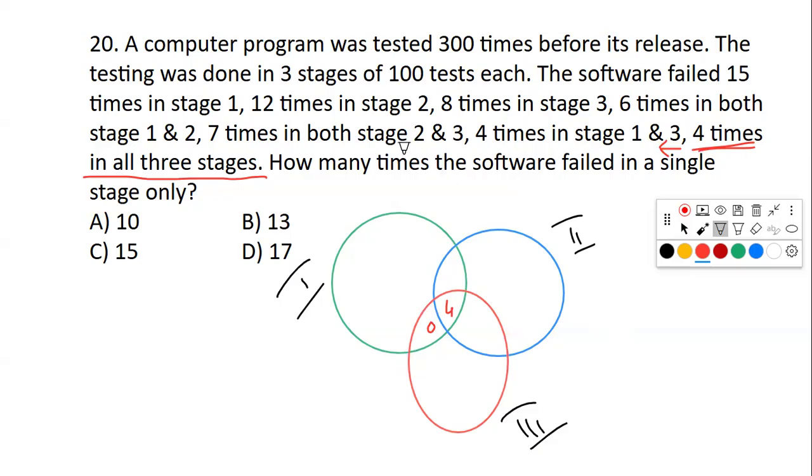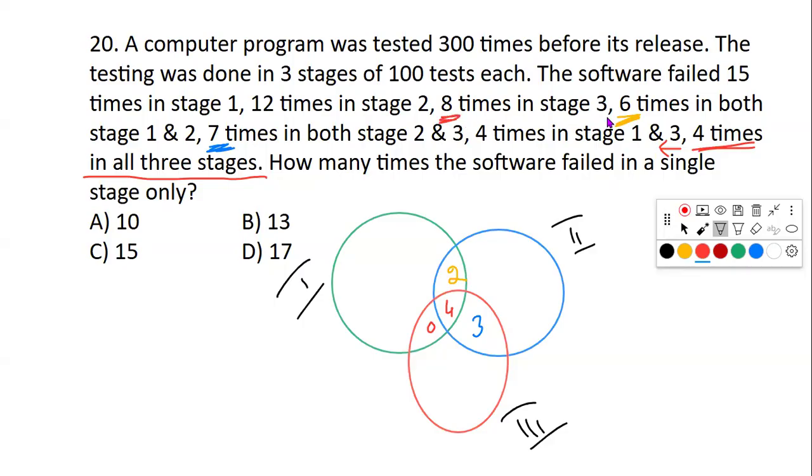Next, 7 times in both 2 and 3. If I have to write 7 times, 4 is already there, so I have written only 3 in this part. 6 times in both 1 and 2. 4 is already there, so you will put how much? 2.